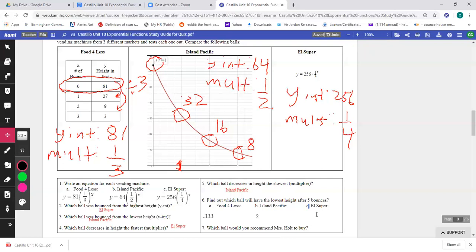And then for this one, I'm going to put 256 times 1/4 taken to the 5th power. And this is 0.25.